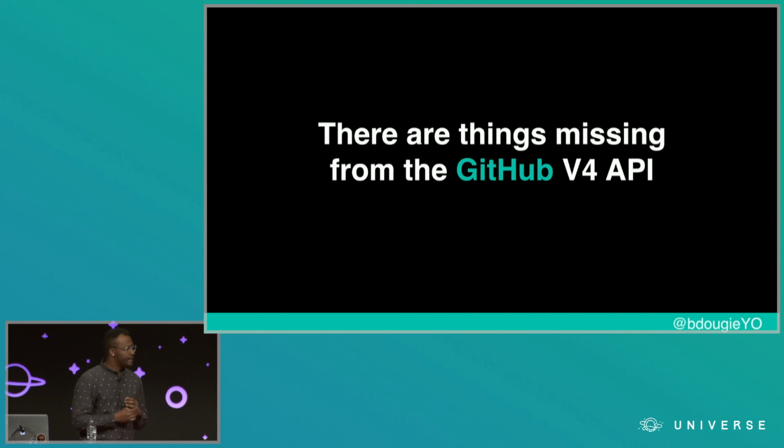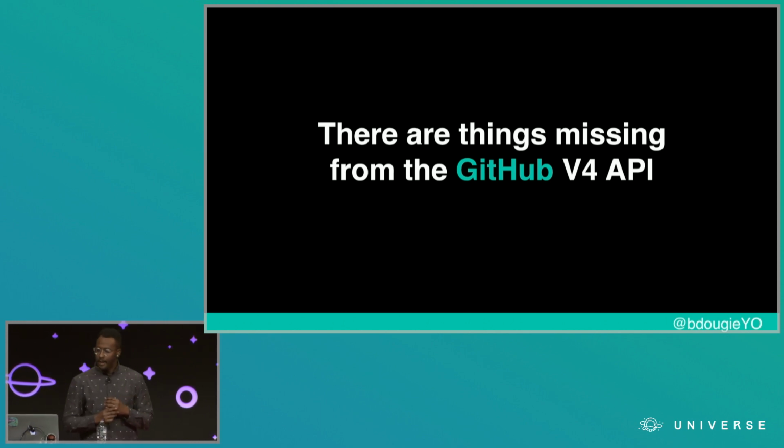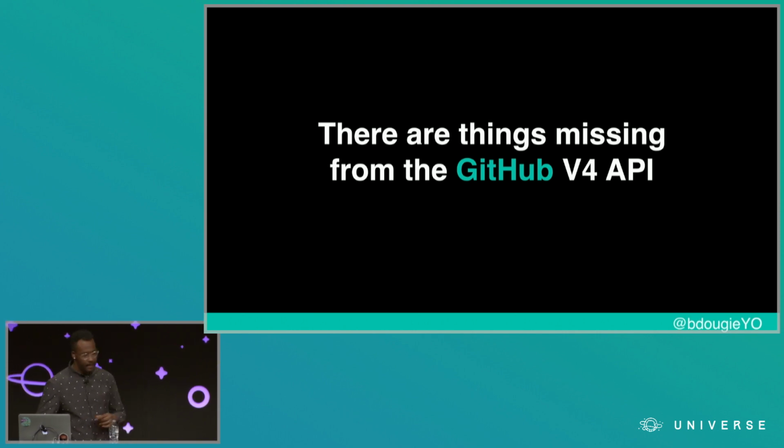So I went through all this, and I kind of wrapped up that project. But I found out really quickly that there's a lot of things missing from the GitHub v4 API. I know they're working really hard to expand that with all the missing things. Things like notifications is actually something I can't get from the GraphQL API. I still have to go REST for that.